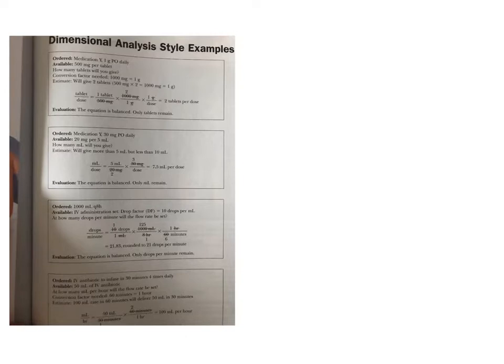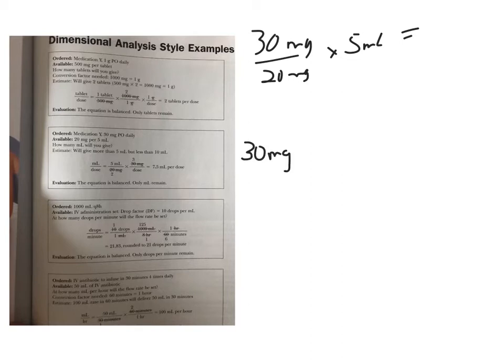So in this problem, we've ordered medication Y, 30 milligrams by mouth daily. You have available 20 milligrams per 5 milliliters. Again, using the dosage formula, that would have just been 30 milligrams divided by 20 milligrams times 5 is how we would do this. But again, using dimensional analysis, we'll get the same answer if we do it that way. How I do it is I take what's been ordered. So here's what I start with, the 30 milligrams.